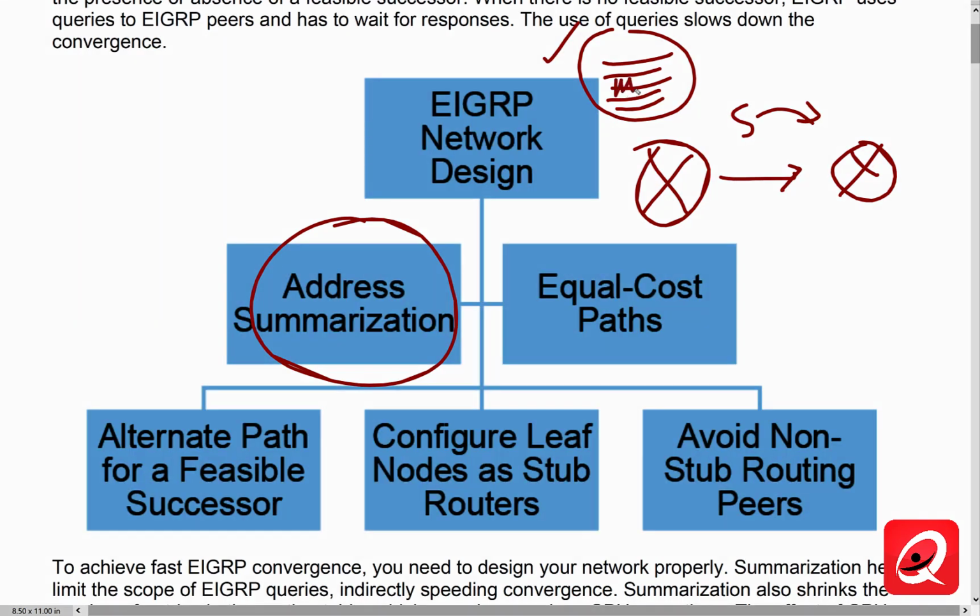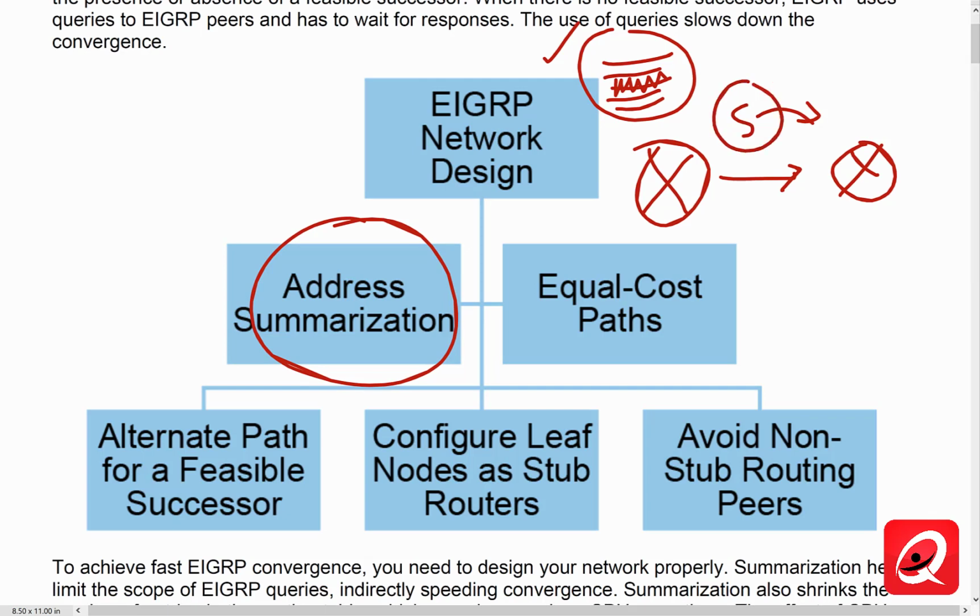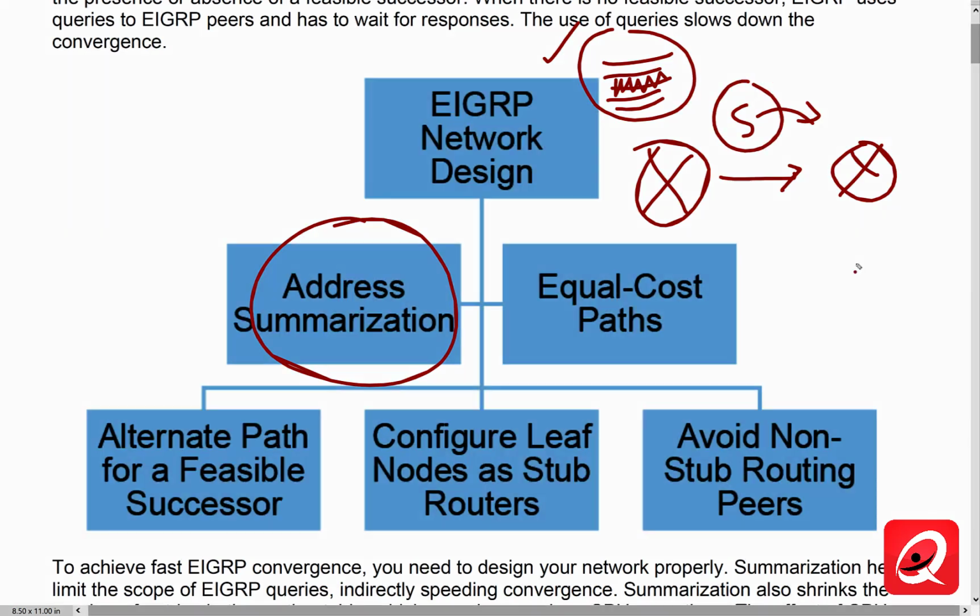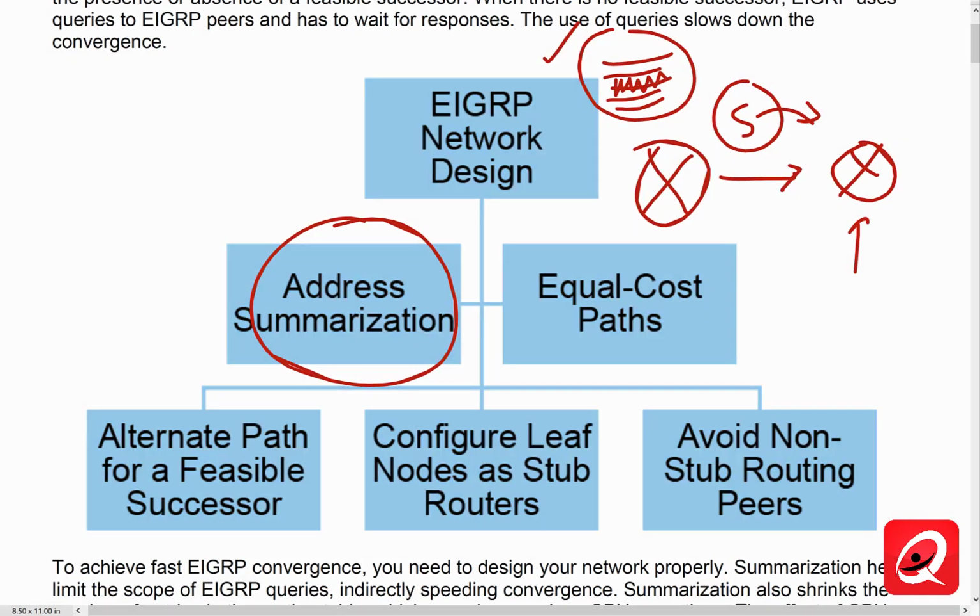But the point is, if this network goes away, that summary doesn't change, which means that router doesn't have to run DUAL. That router doesn't have to reconverge. It doesn't have to send a query, those kinds of things. Now, the flip side to that is that router still thinks that the network that went away is available.